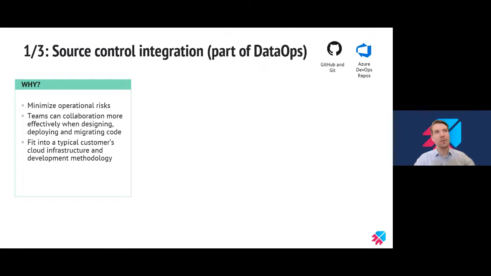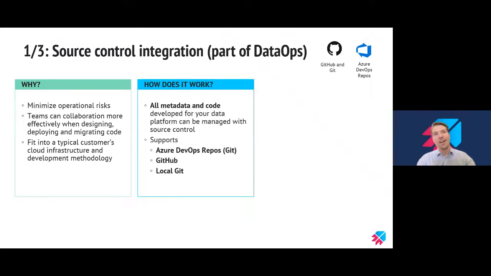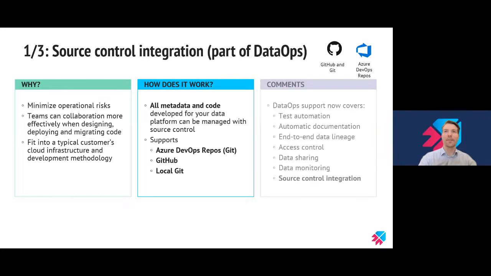Looking at the source control integration, it is about minimizing the operational risk. It is about making the teams collaborate and work together in a more efficient way. And also we want to make this fit into each customer's typical cloud infrastructure and development methodology. So that's why we chose to support Azure DevOps repos, GitHub, and local Git. So it covers all metadata and code for your data platform. It can now be source managed. And as you can see, this is now added into quite an extensive list of DataOps capabilities that we now support in Xpert BI.